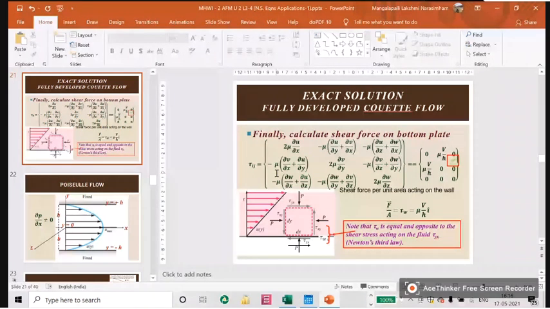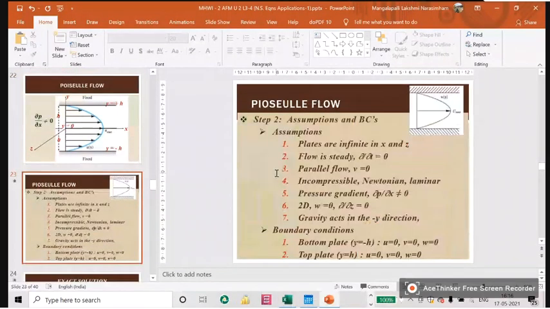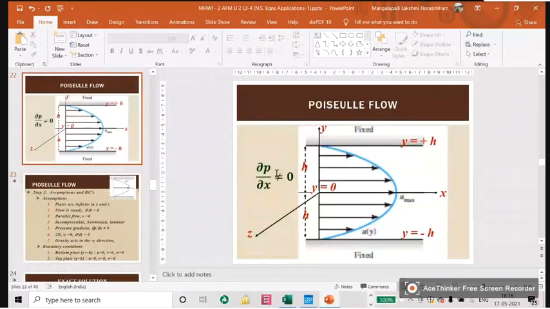And before proceeding to the next case, which is the Poiseuille flow, we'll discuss that and then proceed to the Poiseuille flow. Right? So let me stop here and I will send you the PDF file.